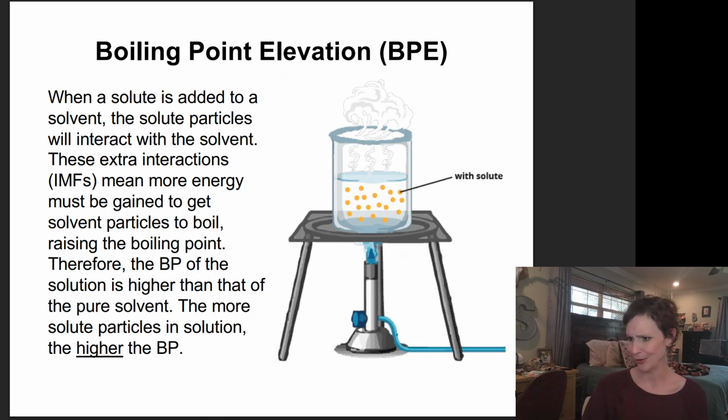Okay, let's start with boiling point elevation. You know me, I like to abbreviate things because I do not like too many letters of the alphabet. So if you see me saying BPE, that just stands for boiling point elevation. So this is our first colligative property.